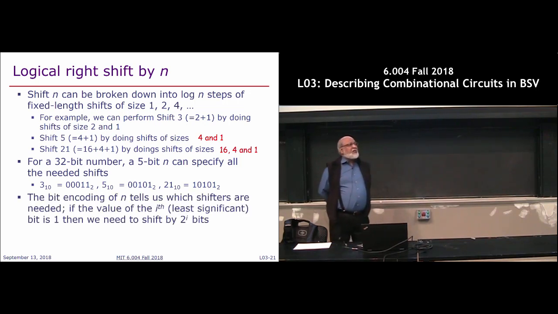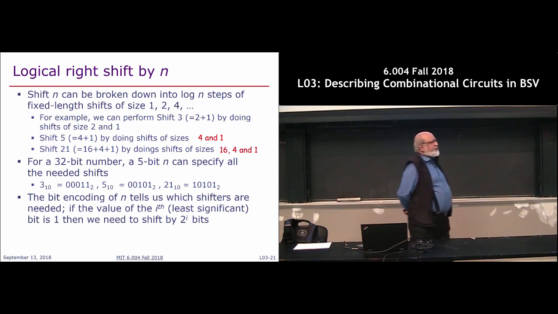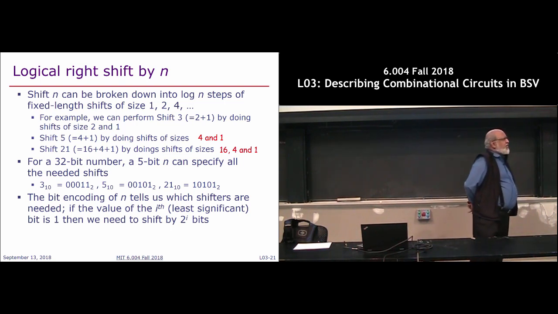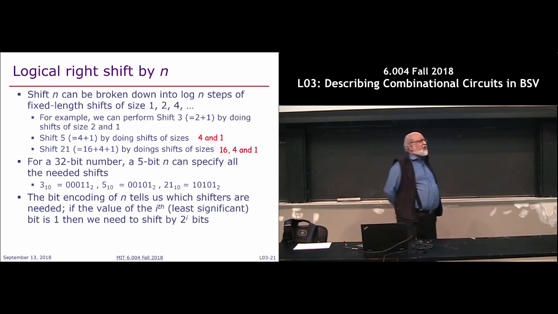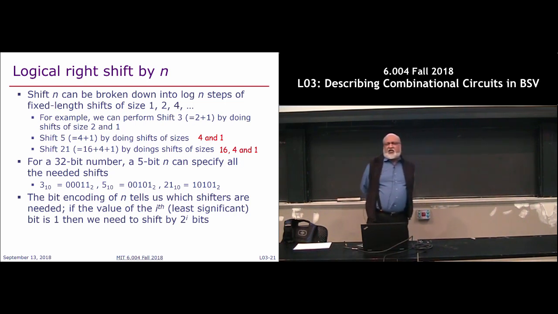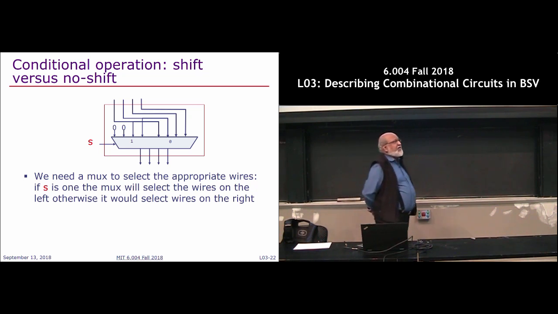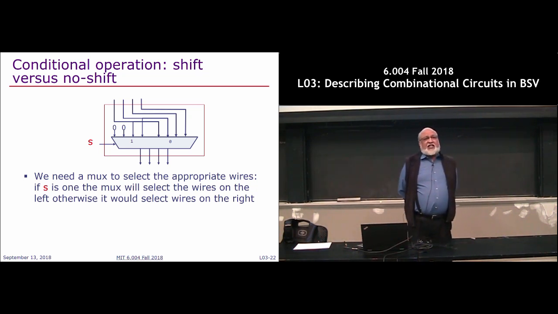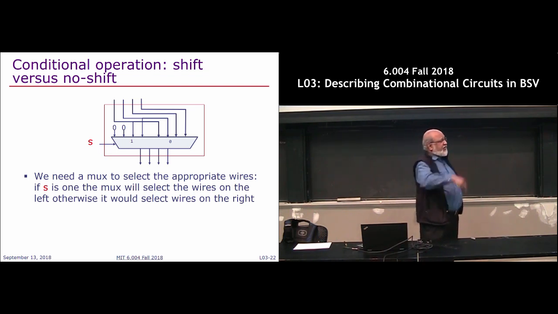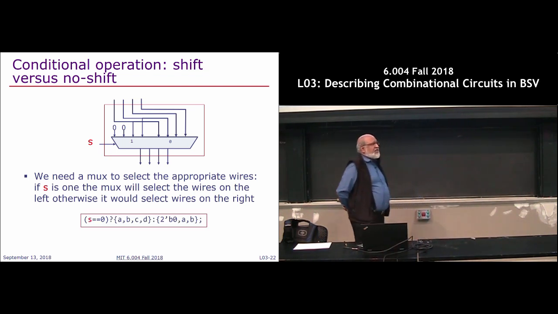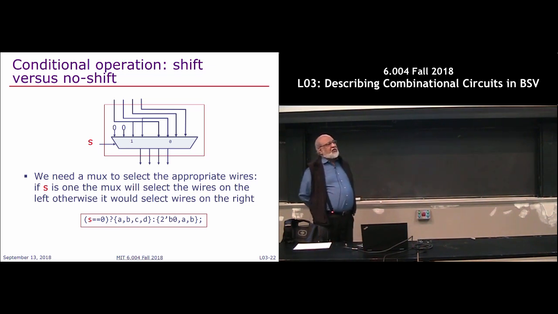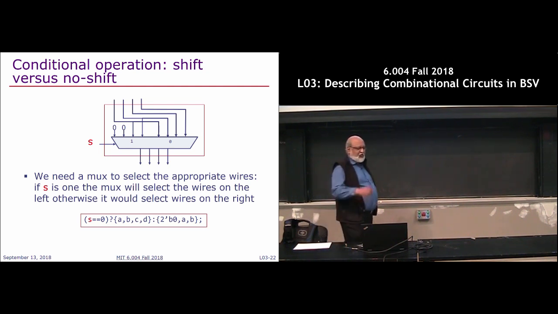And now you can cascade them in that manner, where the bit encoding of n tells us which shifters are needed. If the value of the ith least significant bit is 1, then we need to shift by 2 to the i. So I need this mux structure, which will say whether to shift or not to shift. So it's a two-way mux. If that particular bit s is 0, then you will not shift. And if it is 1, then you do that fixed amount of shifting. So if s is 0 and I was trying to shift by 2, then it remains a, b, c, d. Otherwise, you have two zeros followed by a and b.